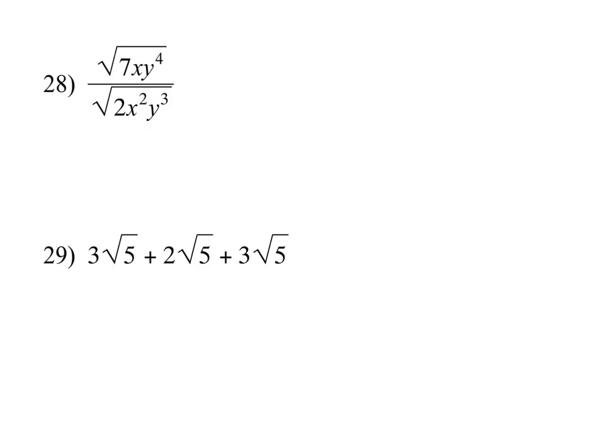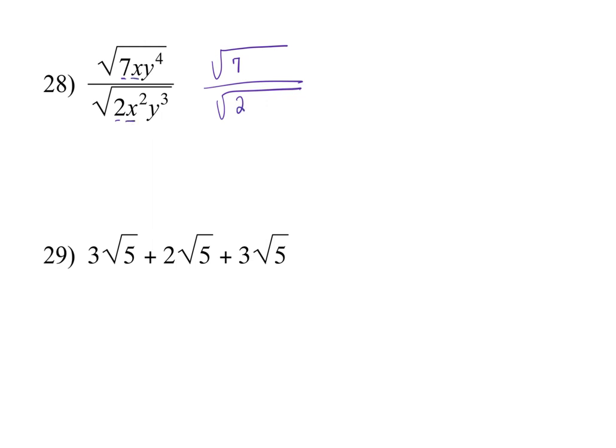For division, I am going to simplify each piece before I do anything else. And so I can only simplify outside to outside and inside to inside. So I'm going to look at my 7 and my 2. Those do not reduce, so I'm going to leave them alone.